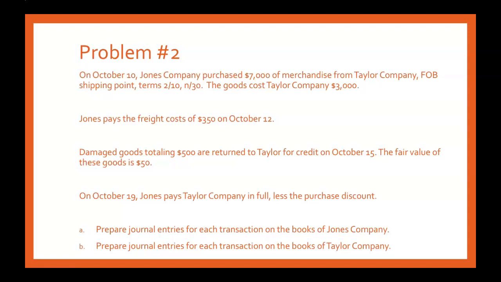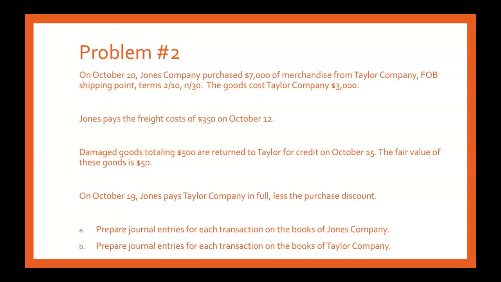And then the goods cost Taylor Company $3,000. So Taylor's the seller. These goods that were involved in this sale cost them $3,000 to originally acquire. They're selling it to Jones for $7,000. So when we're making the journal entries on the books of Taylor Company, then we worry about what the goods cost Taylor. And we'll get to that point later on in this problem.